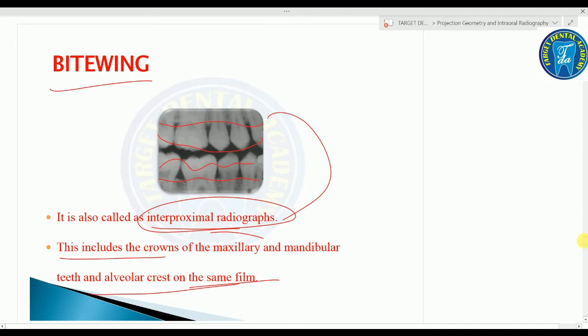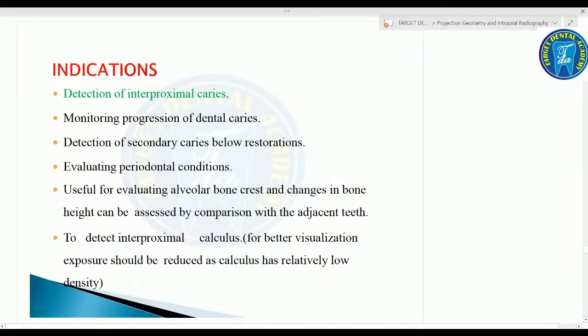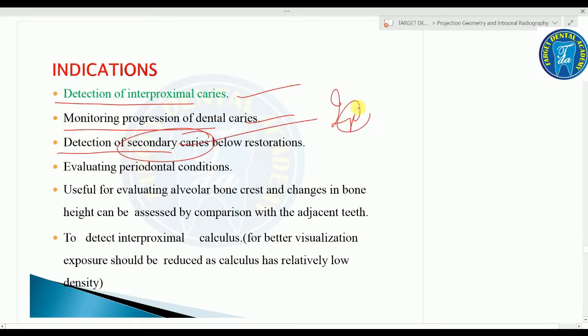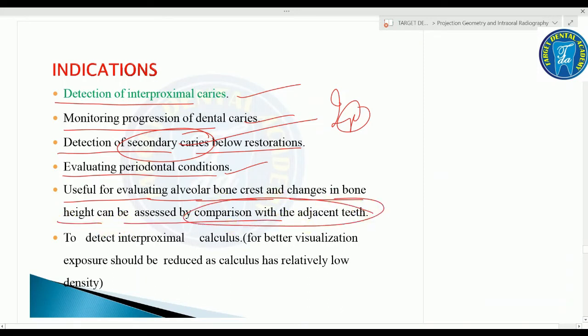So this is the bite-wing. Indications, commonly asked: it is basically used for the detection of interproximal caries, monitoring the progression of dental caries, and the detection of secondary caries below the restoration. It is also used for evaluating periodontal conditions, the alveolar bone crest and changes in bone height, which can be assessed by comparison with the adjacent teeth. To detect interproximal calculus, for better visualization the exposure should be reduced, as calculus has a relatively low density.